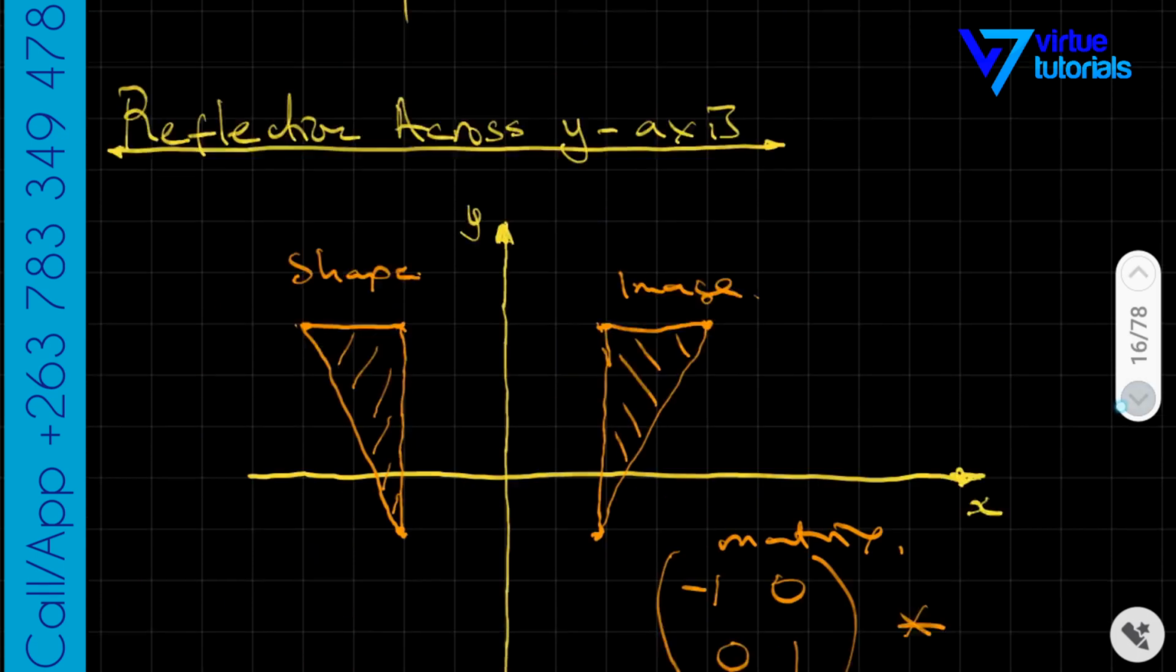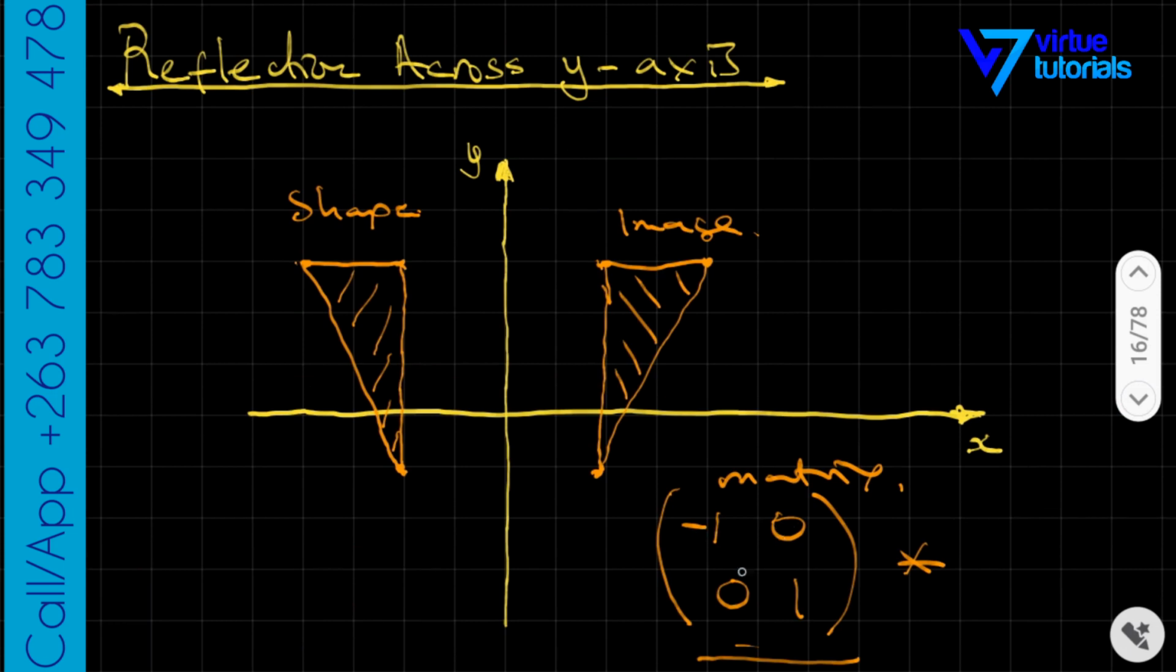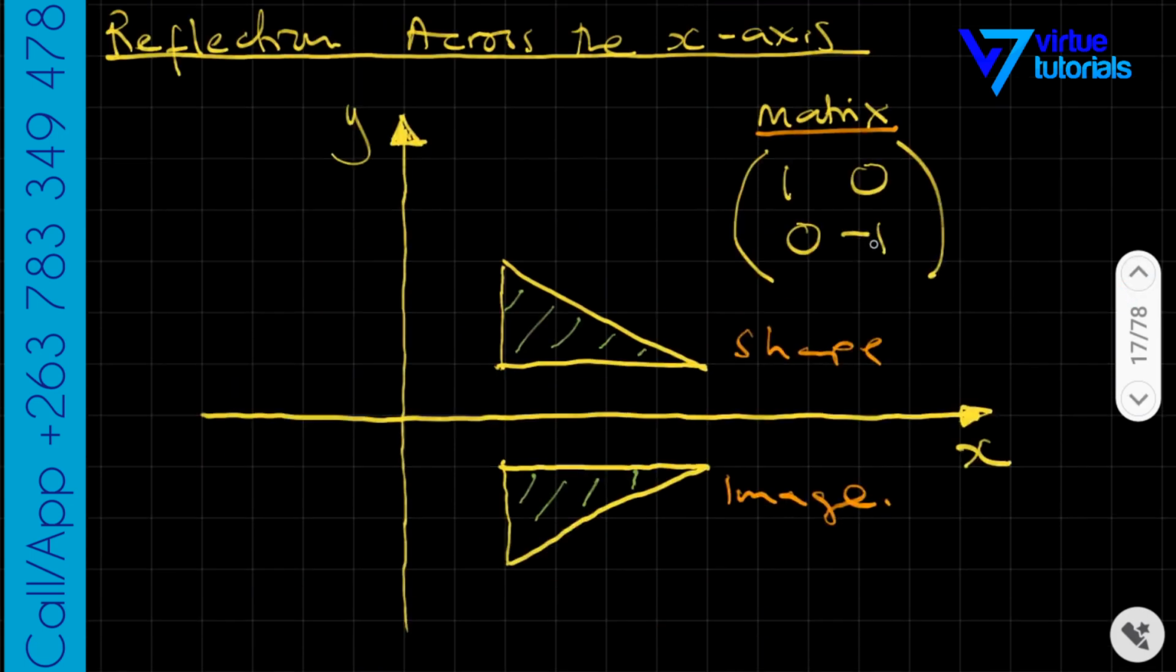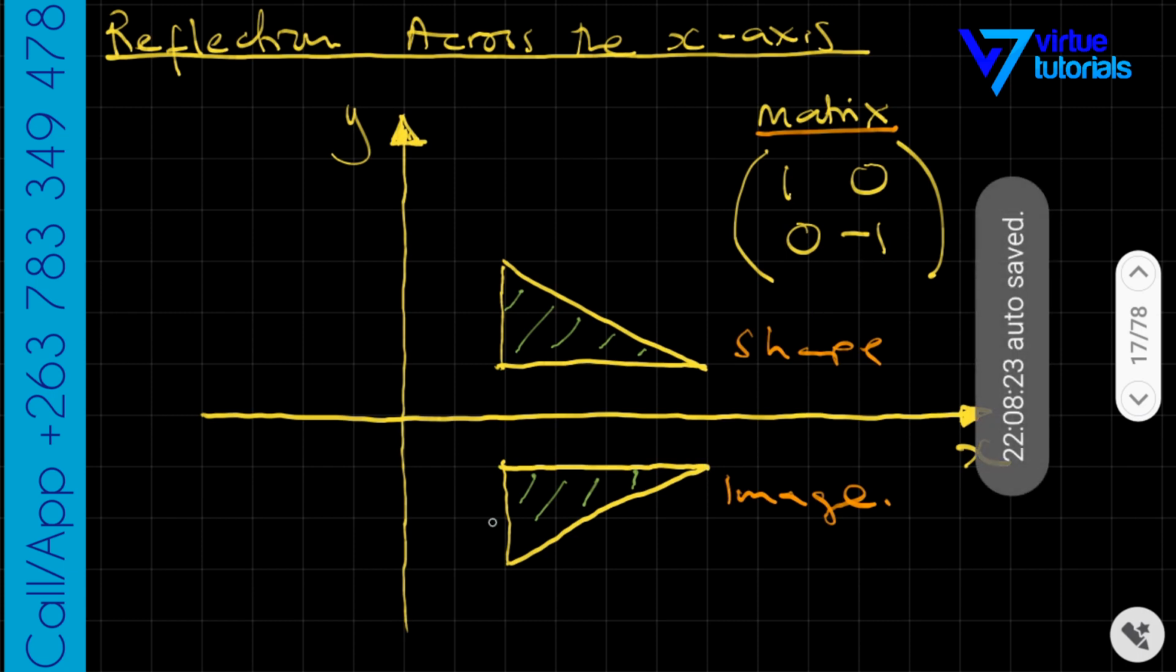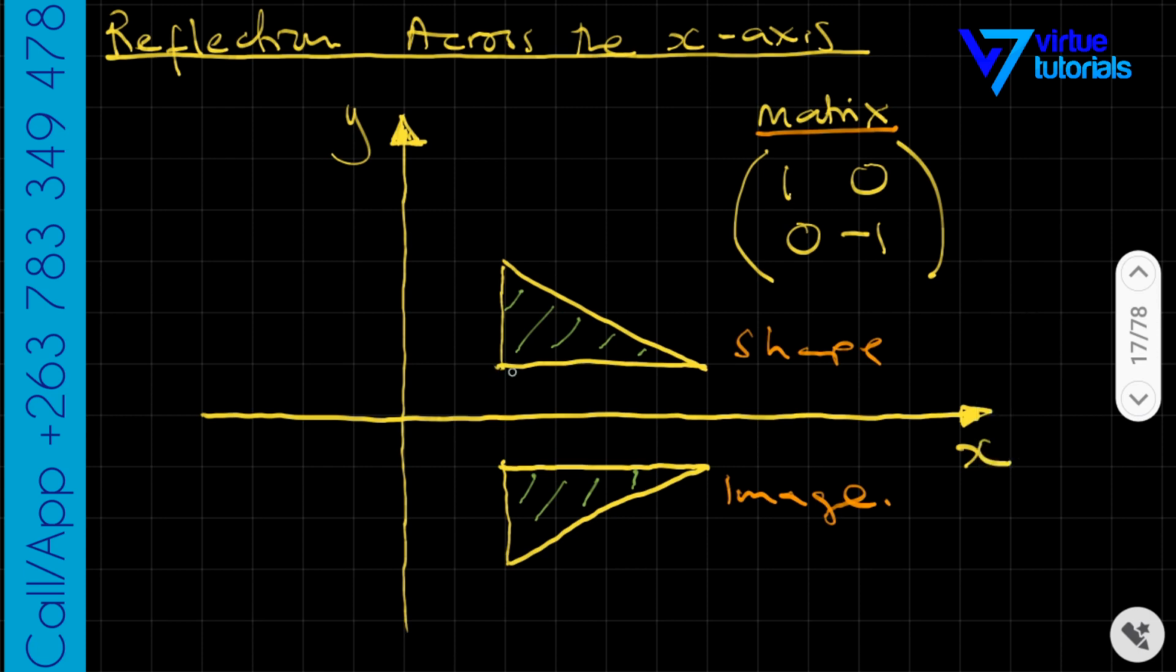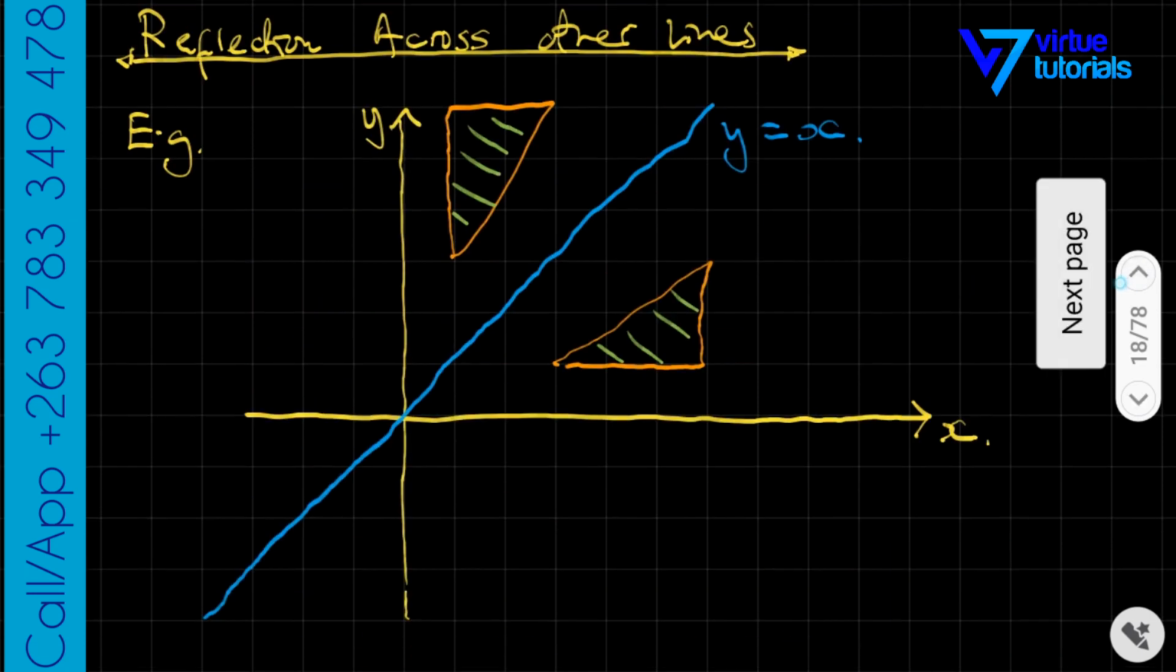This is not to be confused with the minus 1, 0, 0, 1. So for the y-axis, the minus is at the top, and for the reflection across the x-axis, the minus is down here at the bottom, right? The matrix is not used in describing the reflection. It's used when you want to look for the coordinates of the image, right? You simply take the coordinates of the original shape, multiply them by the matrix, and you'll get the coordinates of the image. That is the purpose of that matrix, right?